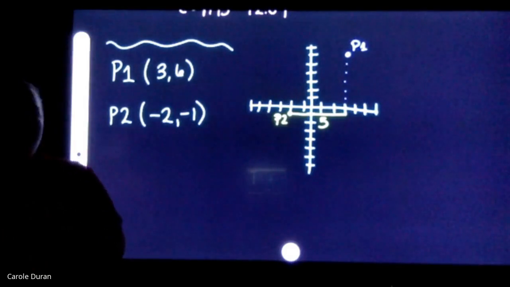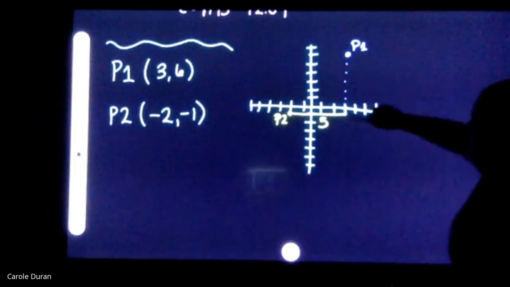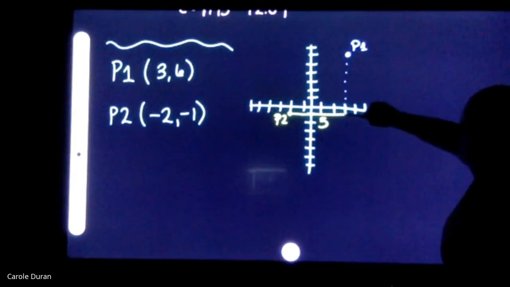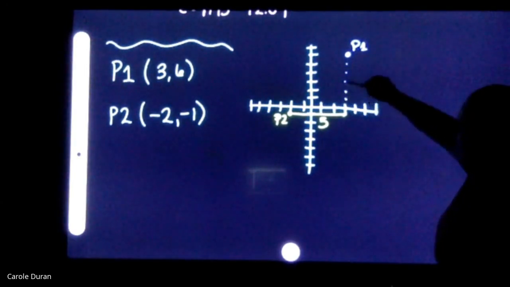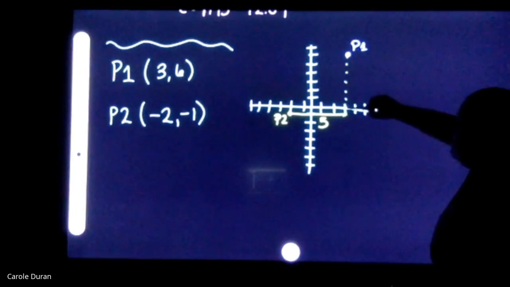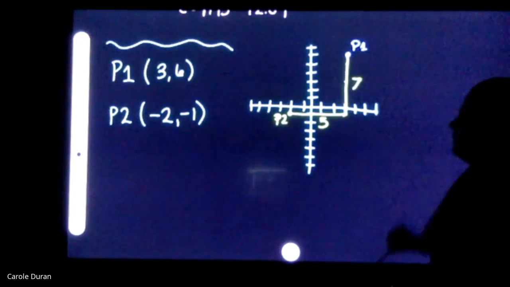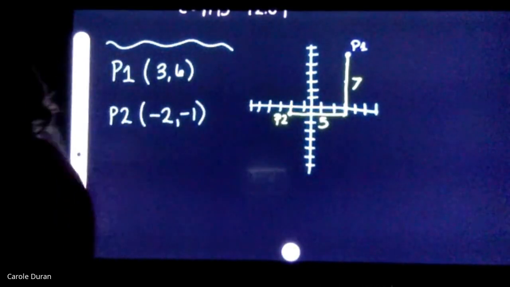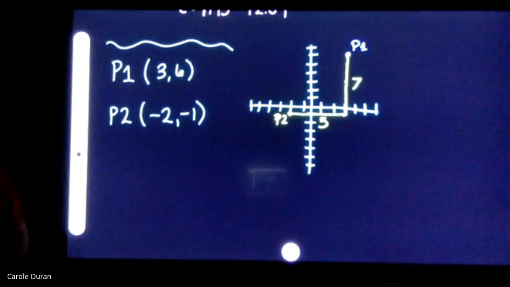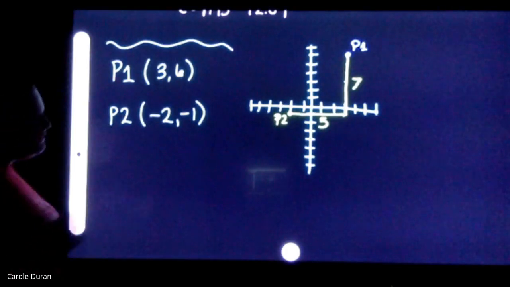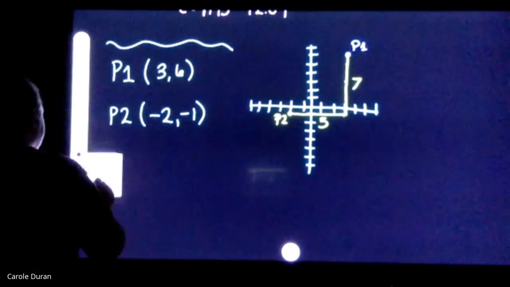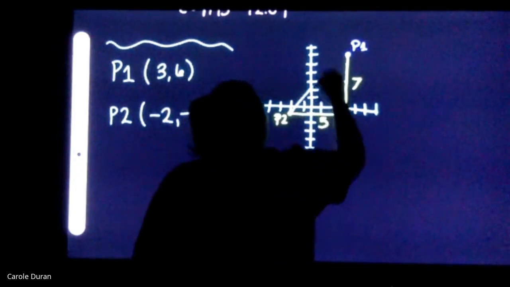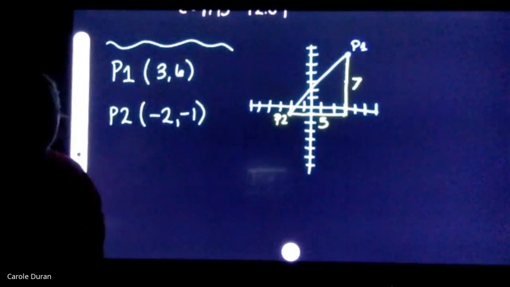And then I go ahead and count my vertical distance. So from being on the same line as point 2, I'd go up 1, 2, 3, 4, 5, 6, 7. So I have a vertical distance then of 7. And then we know our end goal is to find this diagonal distance. And the only way I can do that is with our Pythagorean theorem.